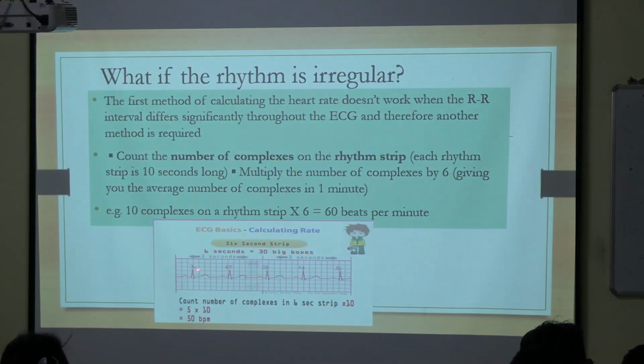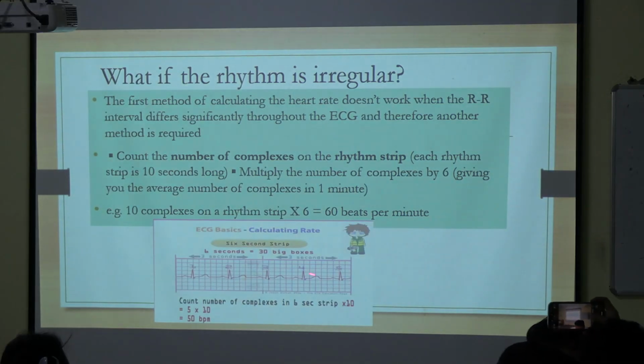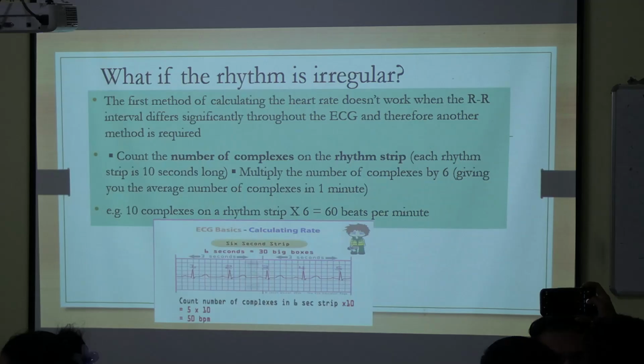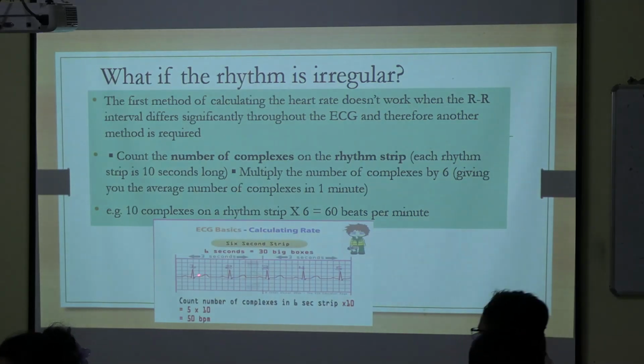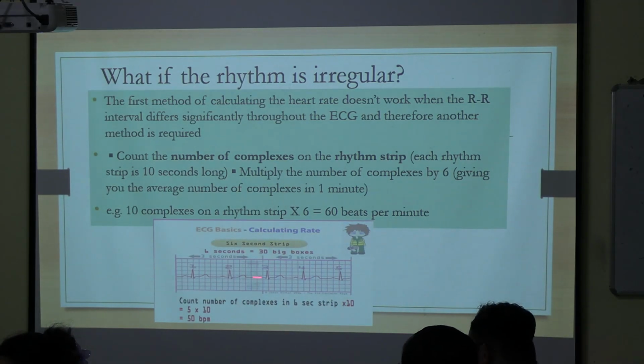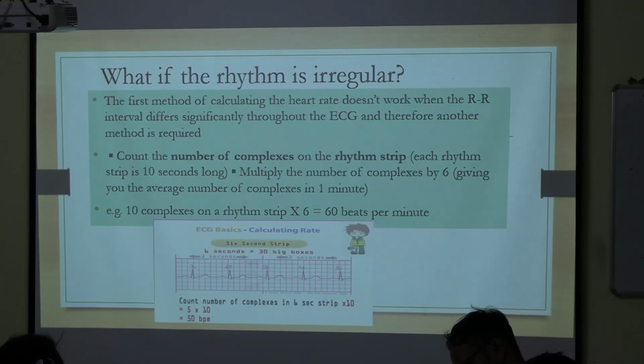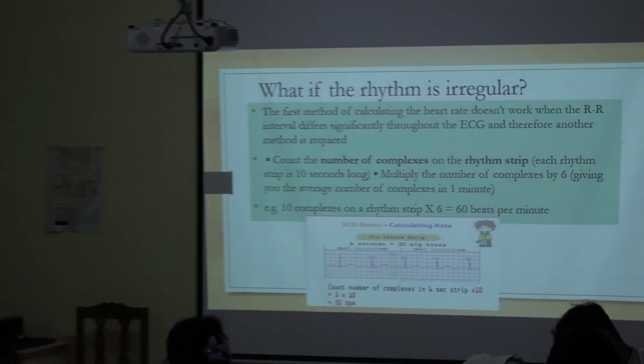You have to count. So for this, there are 5 complexes, right? Yes. Everyone listening, right? So for this, for the 30 big squares, how many are there? 5 complexes are there. So multiply by 10. That will give you for 1 minute. So that is 50 beats per minute. Okay. So you have to count the number of complexes. If the heart rate is irregular, for 6 seconds or 30 large squares. Okay.